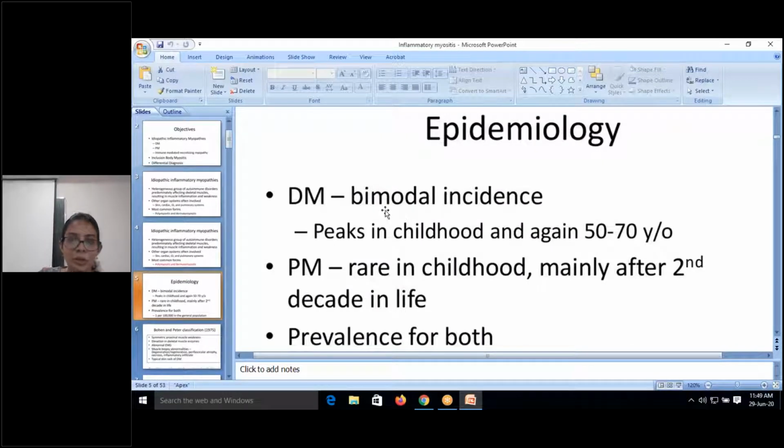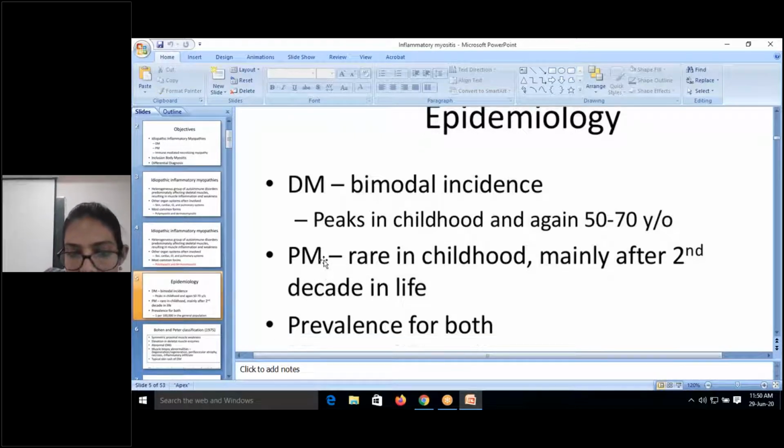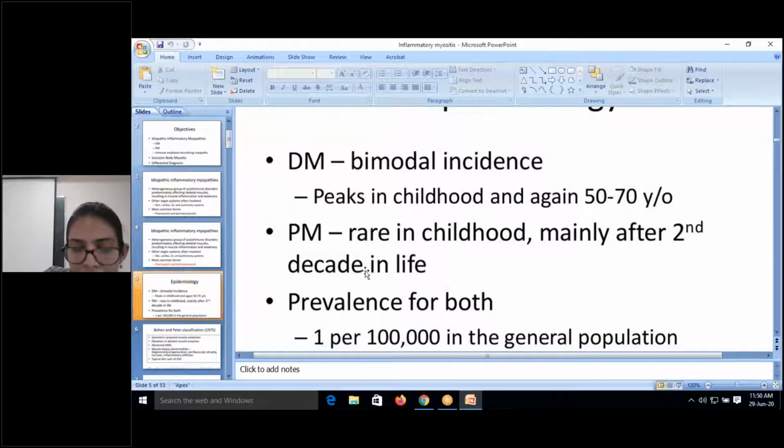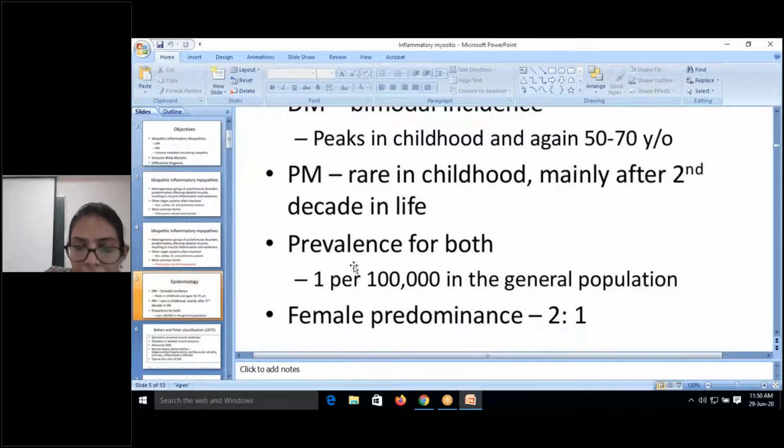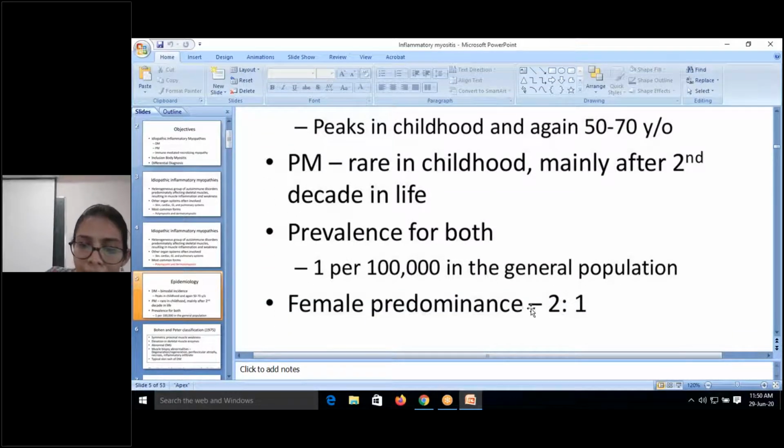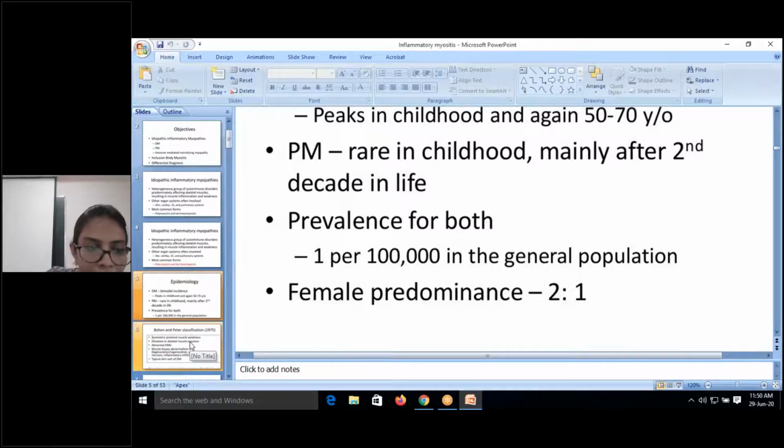I already told about epidemiology. Dermatomyositis is usually seen in children, and it can occur in later stages, but usually in children. If it is in the elderly, you can only think of inclusion body myositis unless otherwise proved by muscle biopsy. Polymyositis is rare in childhood, and it usually affects the adult population, but less than 50 years. If more than 50 years, it is always inclusion body myositis. Usually females are more affected in dermatomyositis, polymyositis and the rest. Inclusion body myositis has a male preponderance.